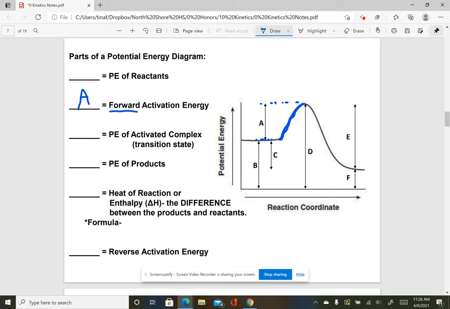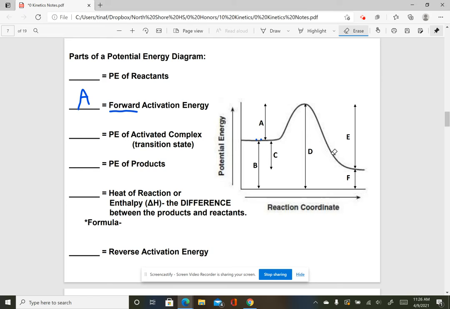You might see a diagram labeled in a different way, and they might have an arrow that's labeled B representing activation energy. So you don't want to be memorizing that A is always going to be activation energy, because these graphs can be labeled in a million different ways. Okay, so let's kind of go through it from left to right, and I'll explain what each part represents.